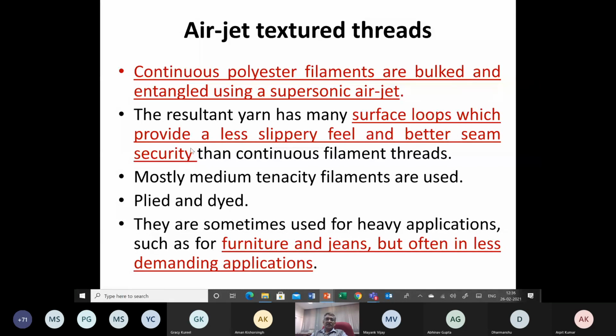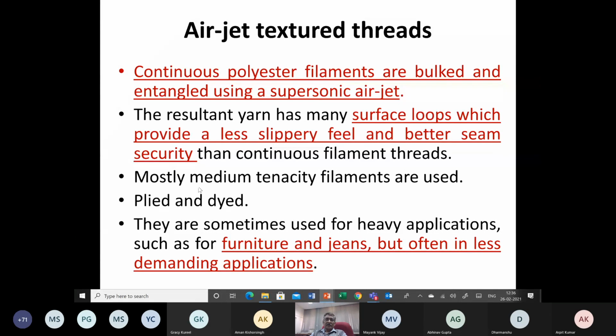When they use this thread for stitching, the friction between the air jet textured thread and the fabric yarn is much better because the thread has many surface loops. That gives better seam security than continuous filament thread. Continuous filament thread is highly slippery, and if you cut one stitch, you can easily unravel the other stitches because the friction is very low.